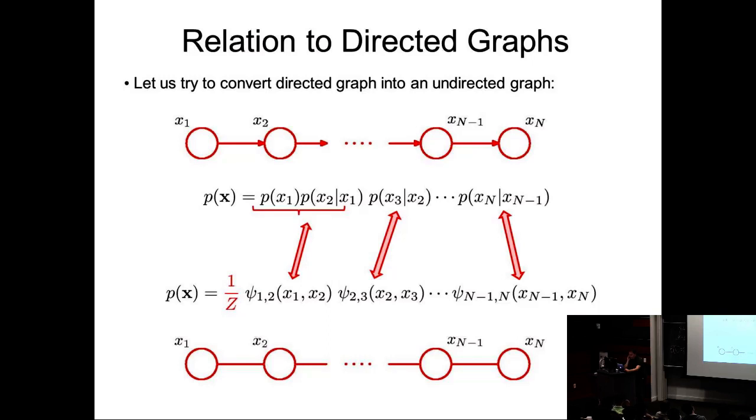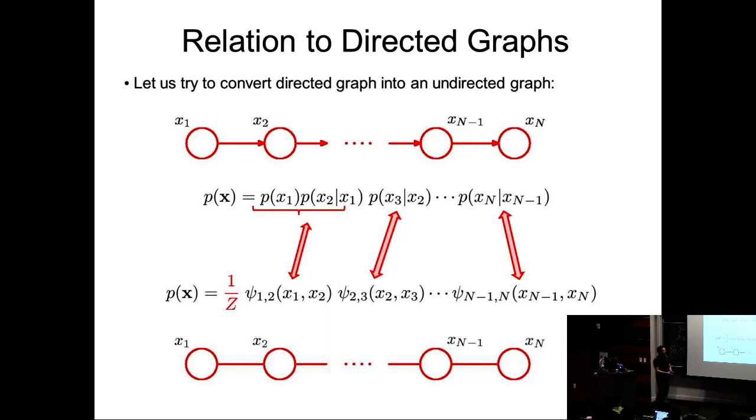So let's look at this chain graph at the top: x1, x2 up to xn. According to this graph, I can always write it down as a series of conditional probabilities. That's just a Markov chain. So my future is always independent of the past given my present. That's why you just have this bunch of conditionals.